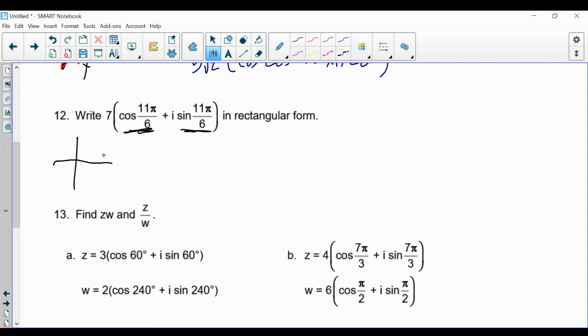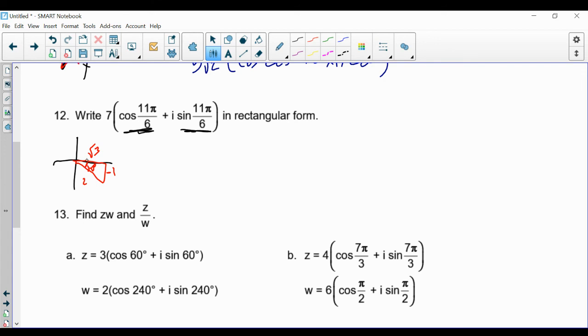11 pi over 6 is almost 2 pi, so it's almost all the way around. And if we recall, pi 6 is the denominator, so the reference angle will be 30 degrees. So let's label our sides 1, √3, 2. But we cannot forget when we're going down or left, we have to remember that negative sign. Most common error with these guys.